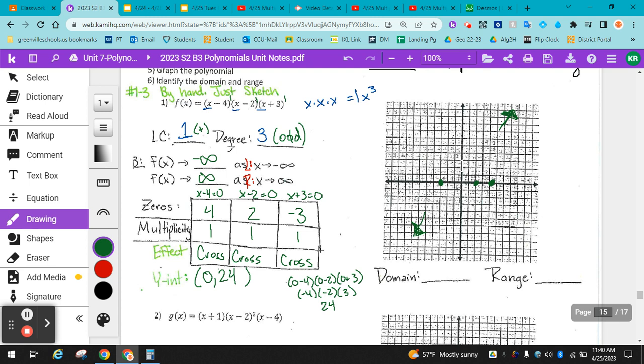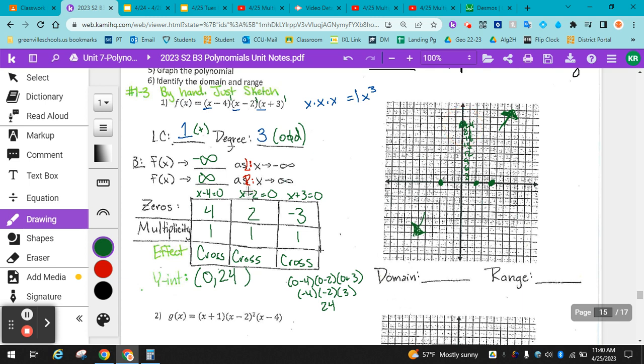It looks like a 10 by 10 graph. So I'm going to count by 3s so that I can make sure I hit 24. So 3, 6, 9, 12, 15, 18, 21, 24, because I know that is a point.